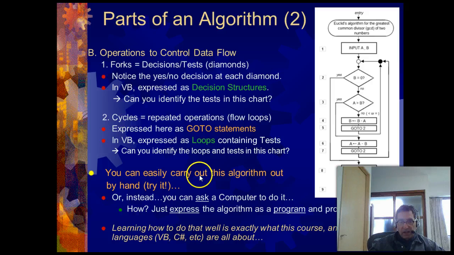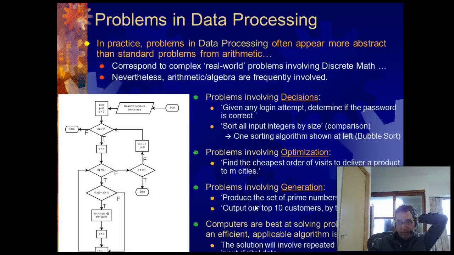Okay, you can easily carry out this algorithm by hand, so we just did that. Or instead you can ask the computer to do it, but how are we going to get the computer to do this? We're going to have to express this algorithm in a programming language in order to get that done. Just express the algorithm as a program and provide input. Learning how to do that well is exactly what this course and all computer languages are all about.